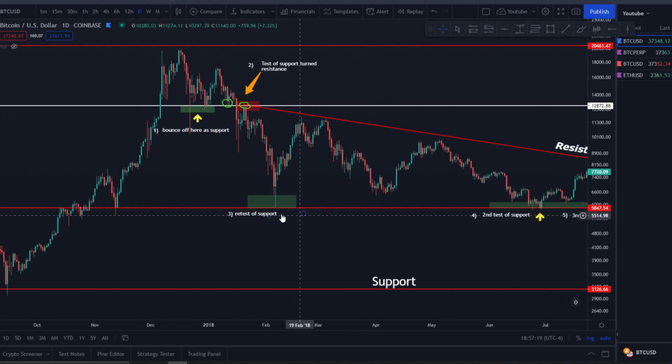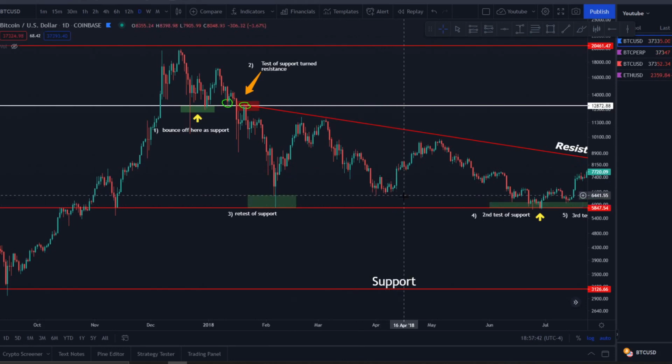So we test here 5,847 as support, and it gets bought up really quick, and we get a big bounce. Then we come up to this trend line, get rejected, come up again, put in a little bit of a double top, we hit this downward trending resistance line, and then we get rejected, and we come down here towards the support area.